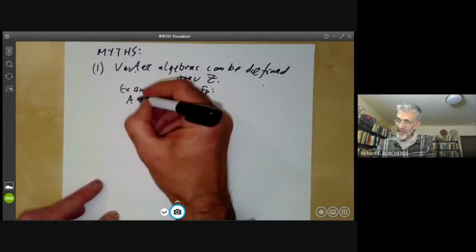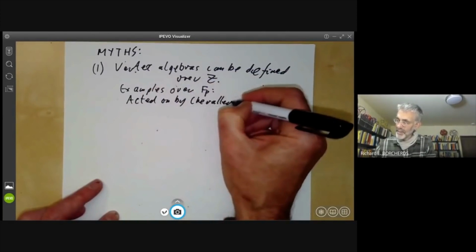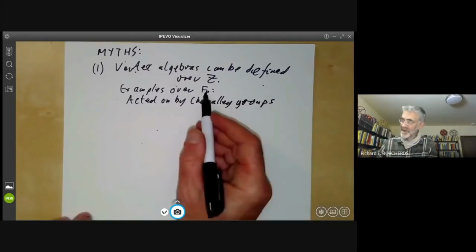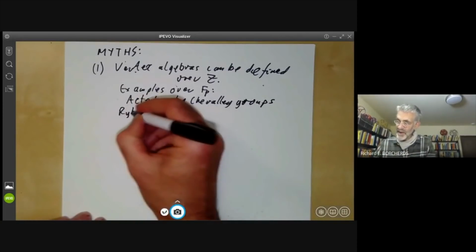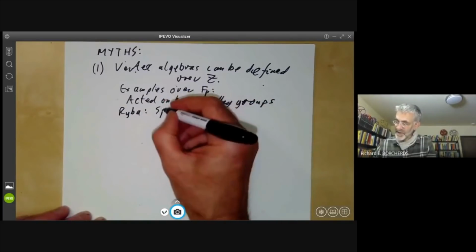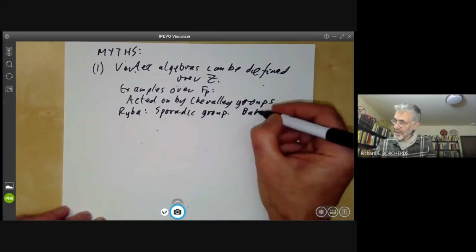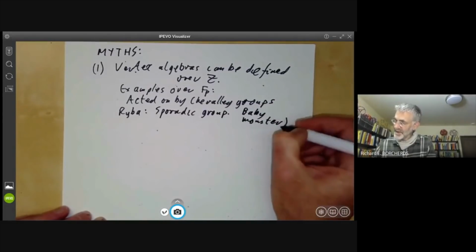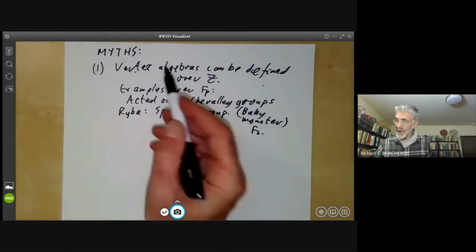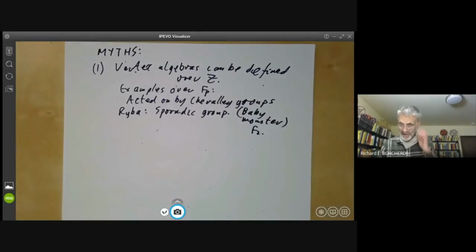For instance, you can find examples acted on by Chevalley groups. So Chevalley groups are defined over finite fields, and they act on vertex algebras over finite fields. And Alex Ryba noticed that there are various examples over finite fields acted on by sporadic groups. For example, the baby monster acts on a nice vertex algebra over the field with two elements which can't be lifted up to characteristic 0. So you really shouldn't define vertex algebras over the complex numbers. This eliminates a lot of interesting examples.